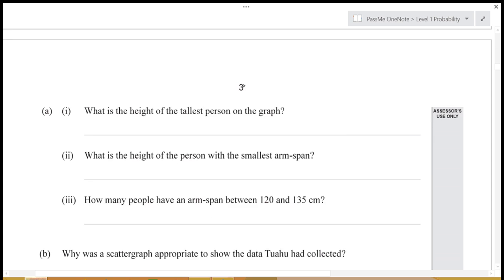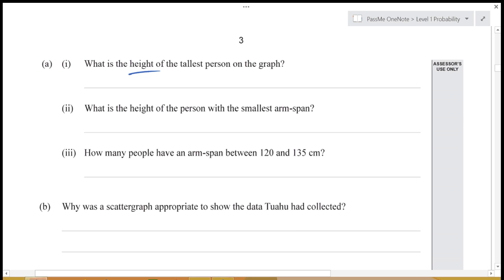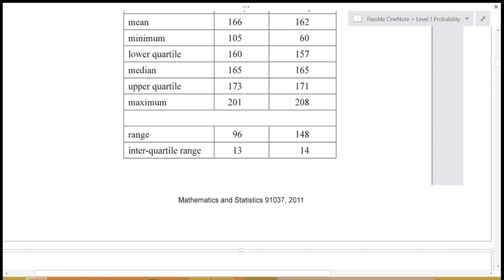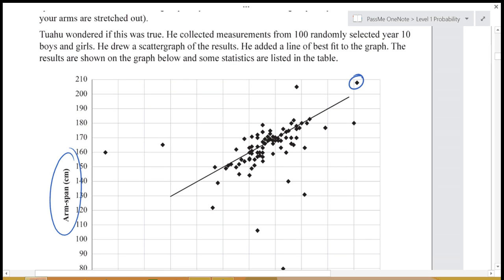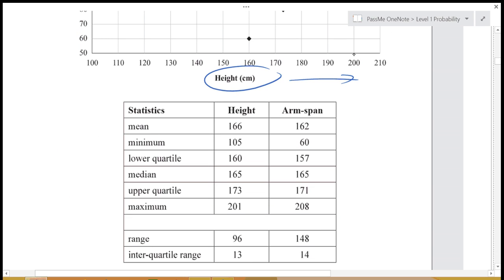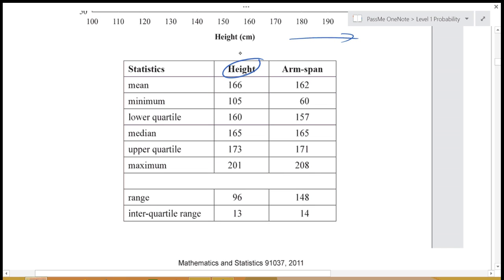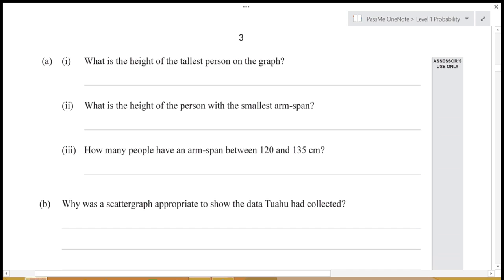So the first question is asking us, what is the height of the tallest person? So we want to go to our graph and have a look at what our two variables are. We've got arm span on this axis, height on this axis, and so we're really looking for the highest along here. So that's that point there, and it looks like it's a little bit over 200 centimeters if we track down. Well, we can look at our statistics as well, because under height, if we come down to here, we've got our maximum of 201. So that's our first question there. We've got 201 centimeters.